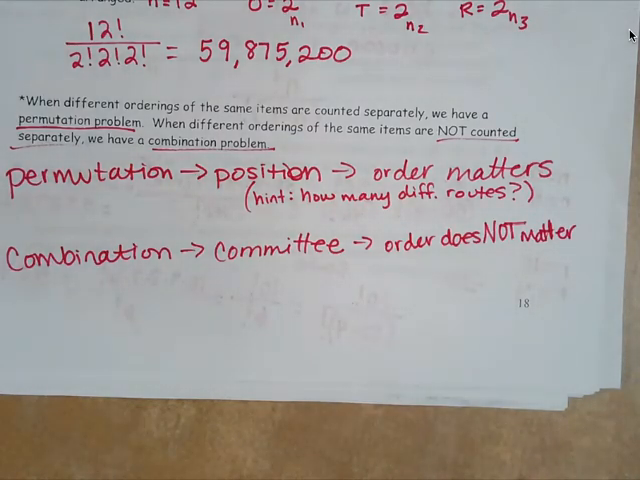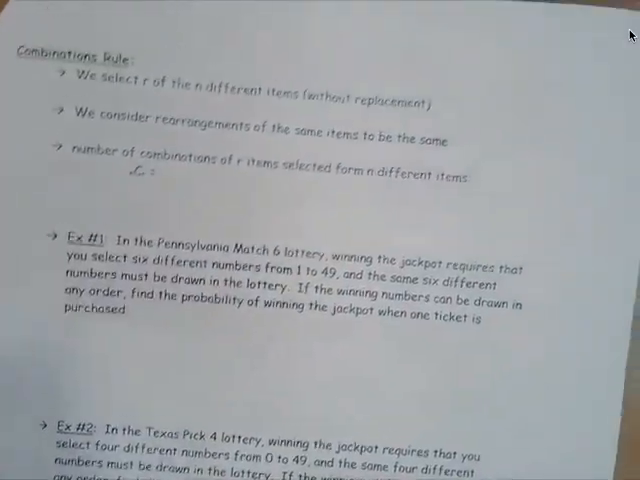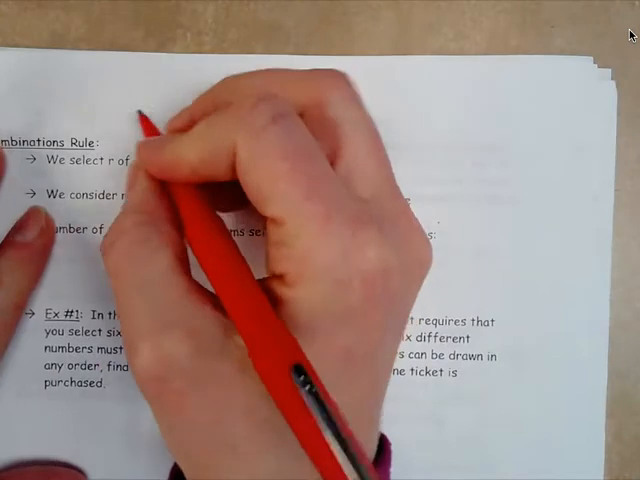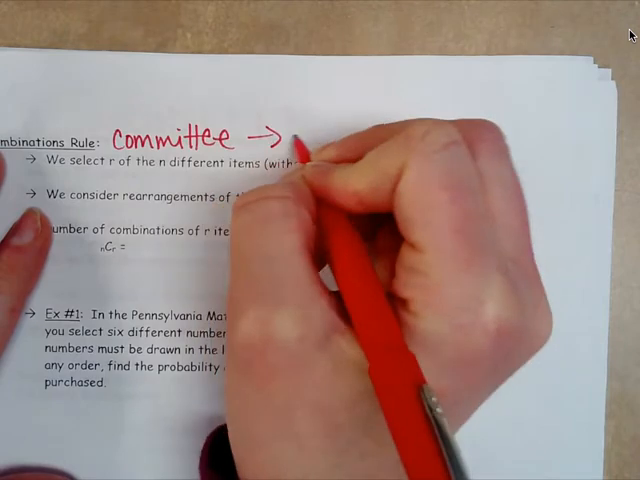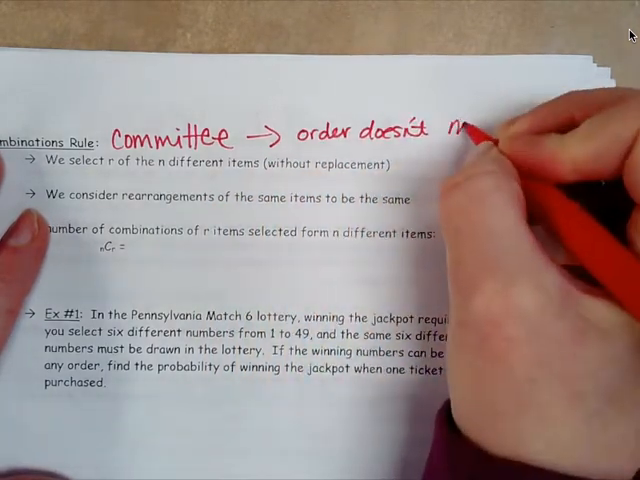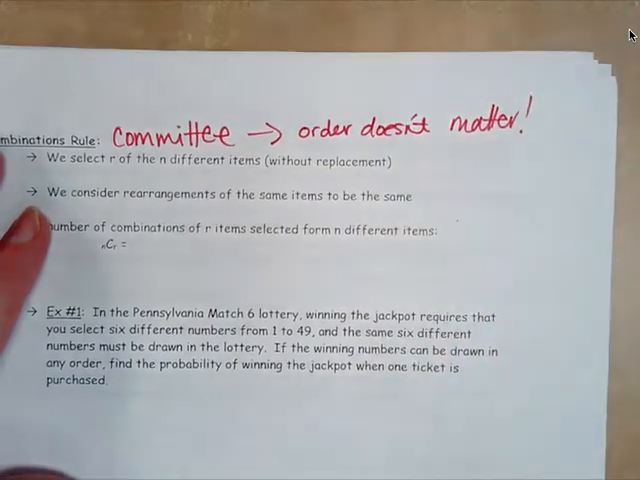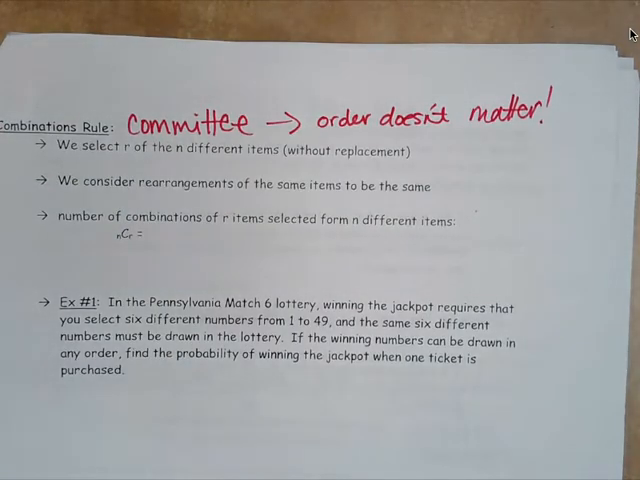So let's do a couple of combination problems. For combination, remember this is your committee, which means order doesn't matter. Let's say you're going to select numbers for the winning jackpot for the lottery. It doesn't matter what order they come out with, as long as you get those five matching numbers or six matching numbers.